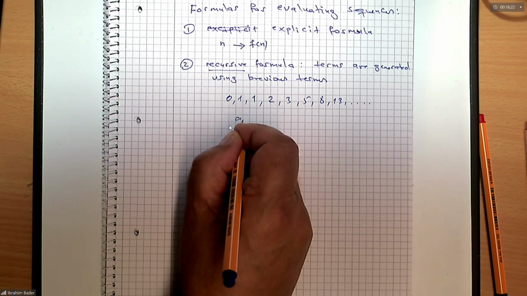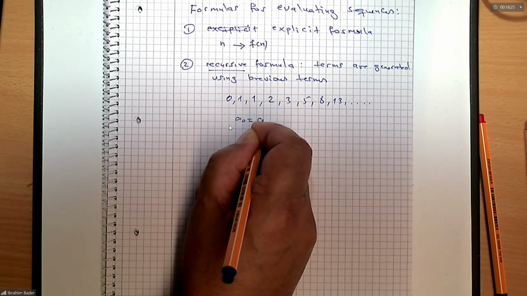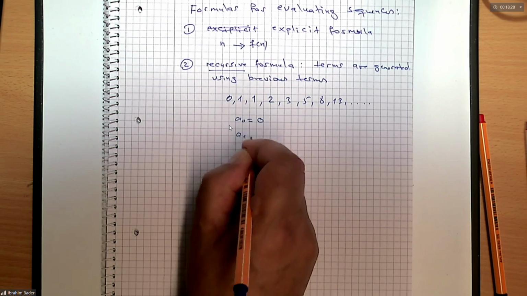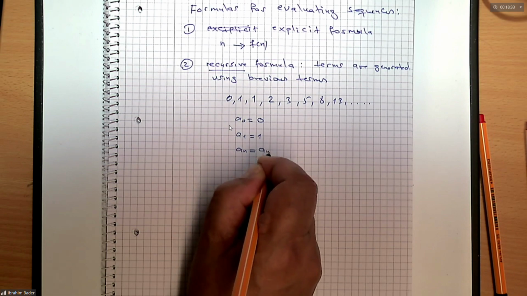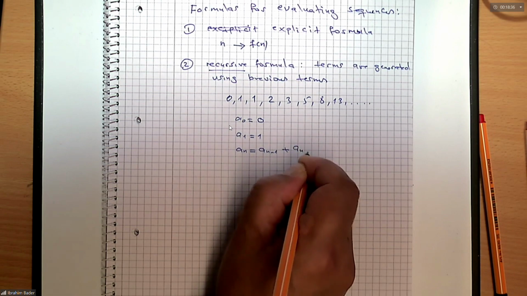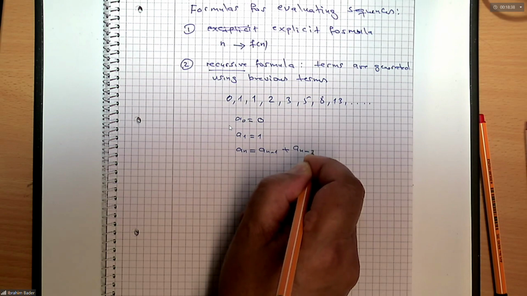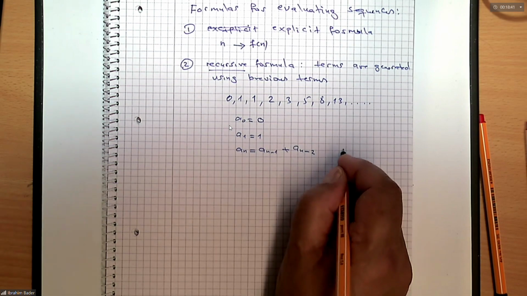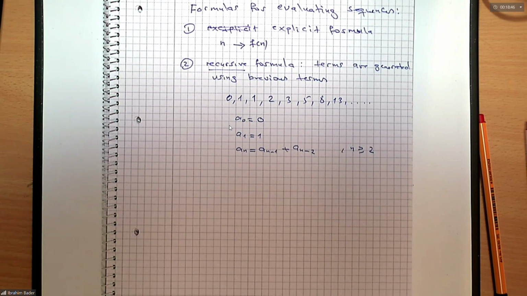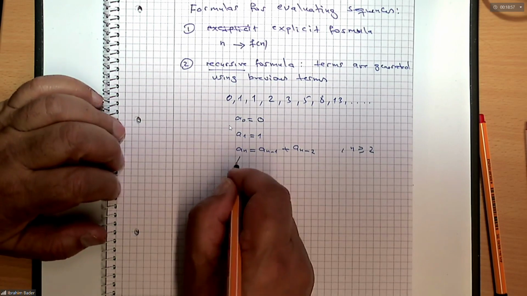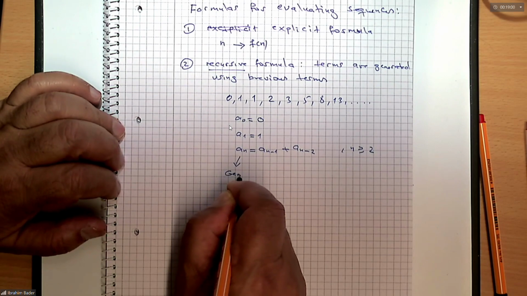So here we assume A0 equals 0, A1 equals 1, and for n greater than or equal to 2, A_n is generated using the two previous terms, A_(n-1) and A_(n-2). So this will generate this sequence. Usually in a sequence, we give a term that is called the general term or the generation term.